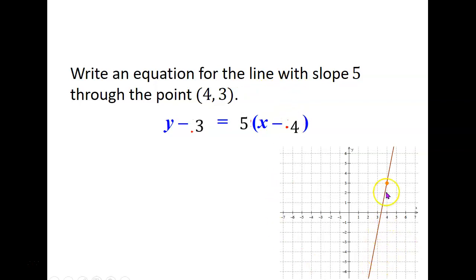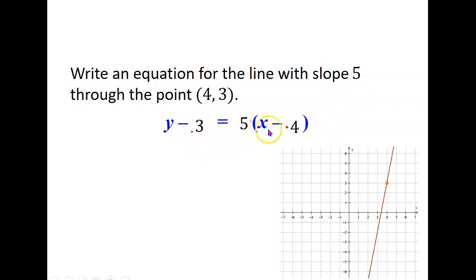So every point on this line is going to have coordinates that make this equation true when you stick in the x-coordinate here for x and the y-coordinate here for y. Now we can either leave the equation like this. If we don't care what form the equation is in, this is as good as any. But we can also do some things to rearrange or simplify this equation.